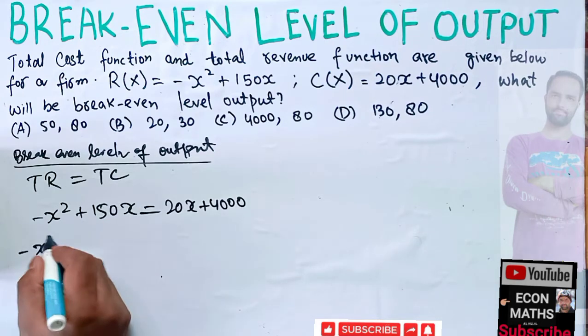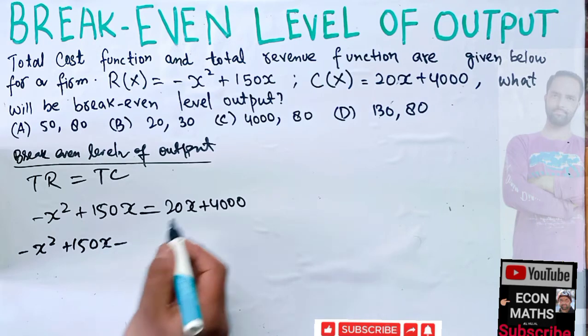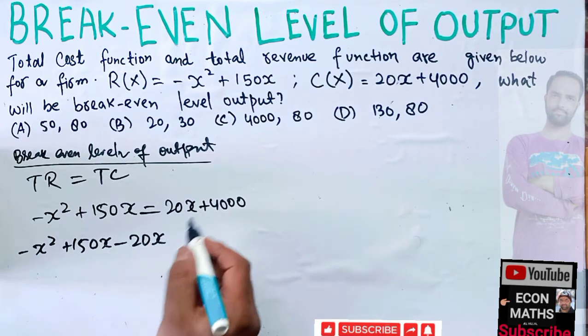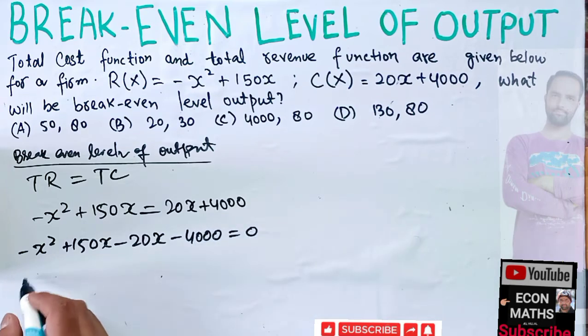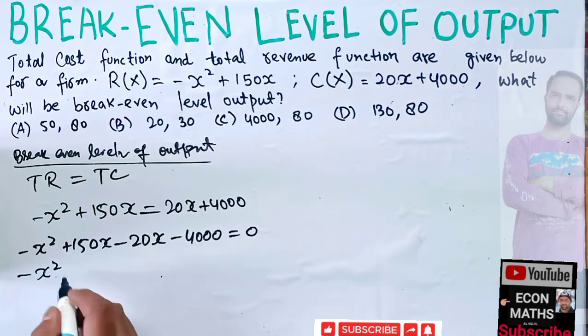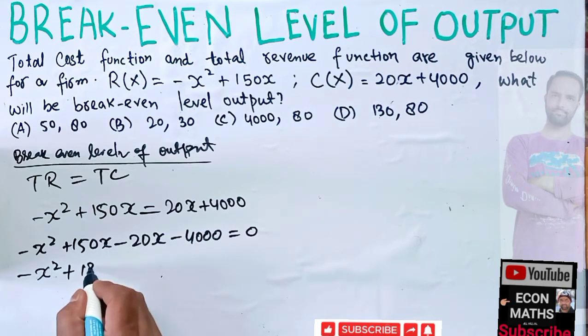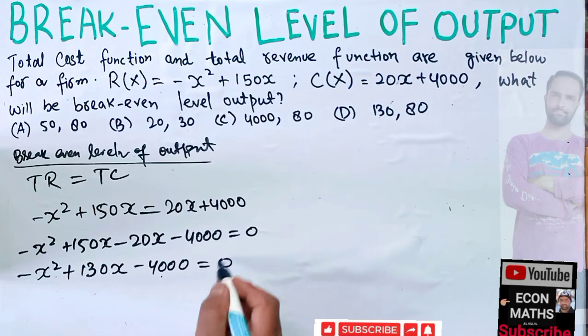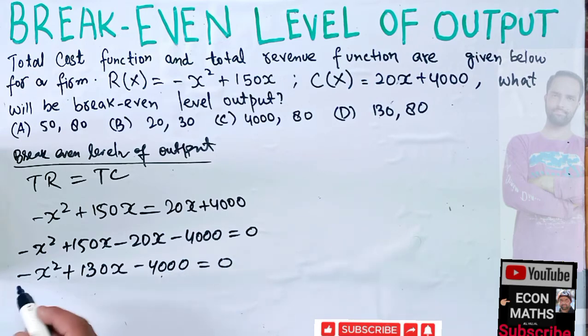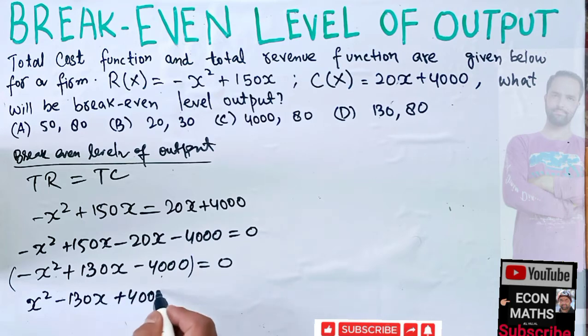So we have minus x square plus 150x. Transposing this term here, this will become negative 20x, and this will also become negative 4000, and let us set it equal to 0. So we get minus x square plus 150 minus 20x, which comes out to be 130x, minus 4000 is equal to 0. Let's multiply both sides by minus 1 to make the first term positive. We get x square minus 130x plus 4000 is equal to 0.